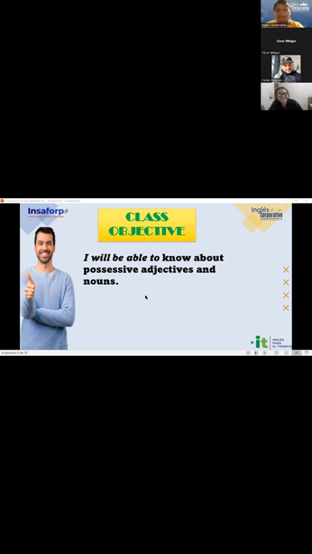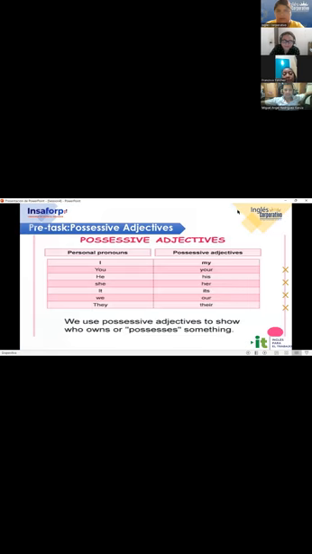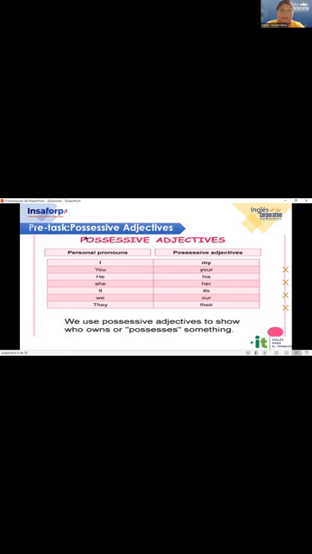Okay. Well, listen, for this class, we have another objective, which is to practice or learn about possessive adjectives and nouns. So this is our topic for today. Catherine, can you read the class objective, please? Okay, I will be able to know about possessive adjectives and nouns. So let's start learning a little bit about this nice topic. And we have a definition. Is everyone seeing the screen? Yes. The definition that we have for possessive adjectives is this one. We use possessive adjectives to show who owns or possesses something. So we use these possessives to talk about possessions or ownership. Los utilizamos para demostrar posesión o pertenencia.